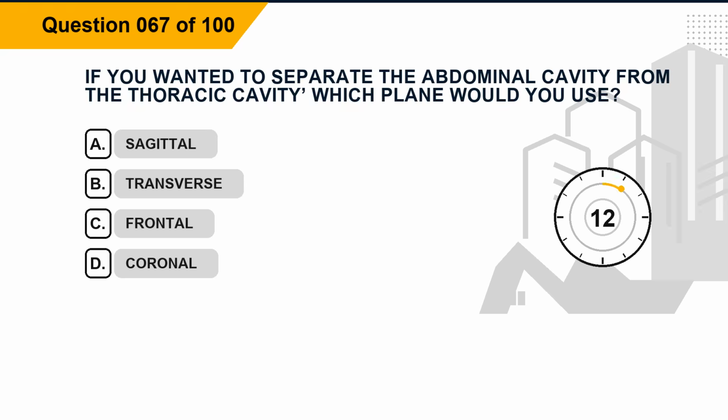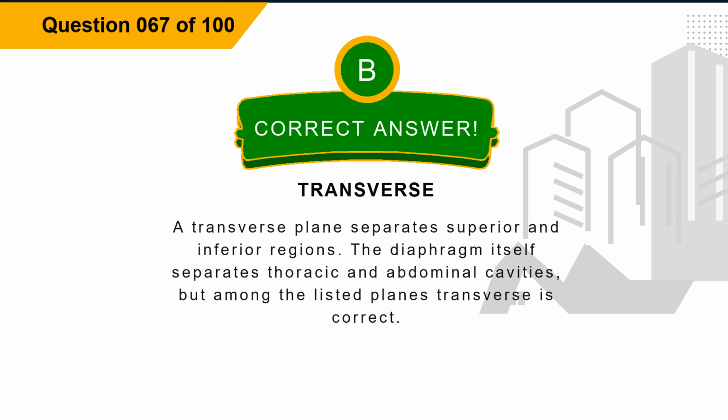Question 67. If you wanted to separate the abdominal cavity from the thoracic cavity, which plane would you use? Option A, sagittal. Option B, transverse. Option C, frontal. Option D, coronal. The correct answer is option B, transverse. Explanation. A transverse plane separates superior and inferior regions. The diaphragm itself separates thoracic and abdominal cavities, but among the listed planes transverse is correct.